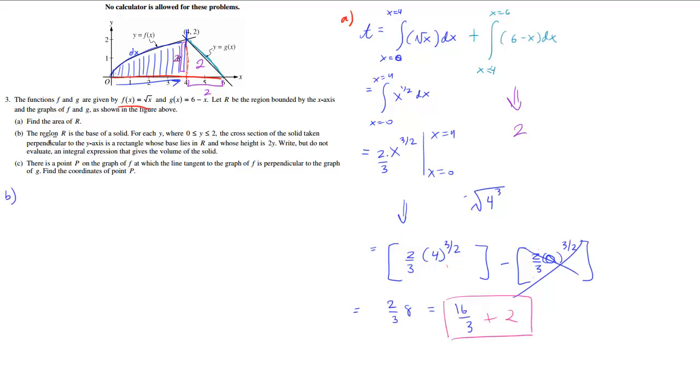Part B, the region R is the base of a solid. For each y, where y is between 0 and 2, so that's the y values from here to here, which is basically the range of our functions here, the cross-section of the solid taken perpendicular to the y-axis. Perpendicular to the y-axis. Okay, so that means the cross-sections are actually going like this. Sorry, it's getting kind of crowded up there. Rectangle whose base lies in R and whose height is 2y, right? But do not evaluate. Yay, an integral expression that gives the volume of the solid.